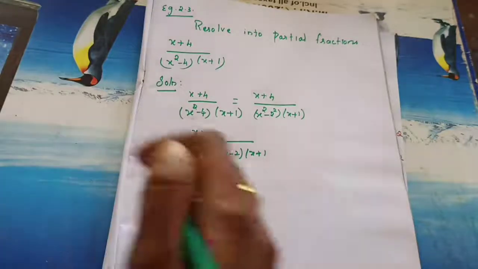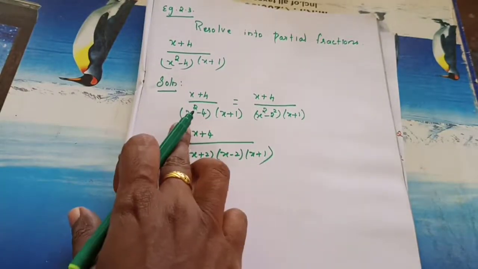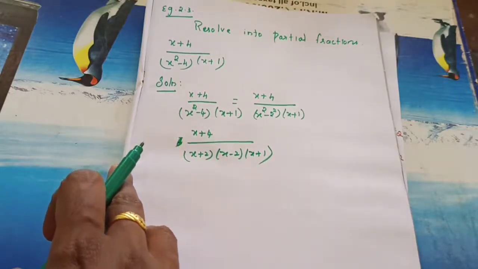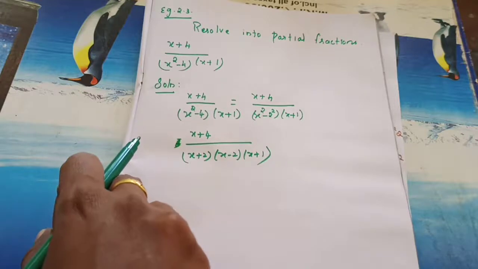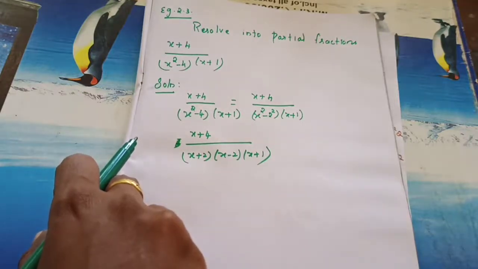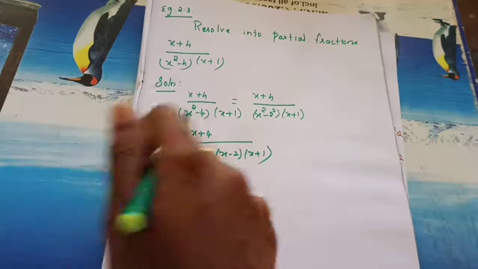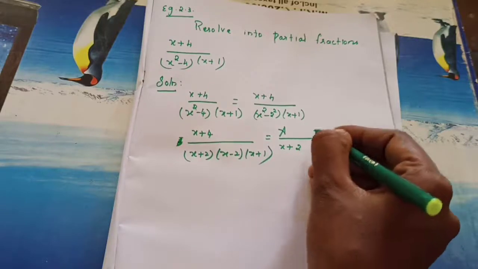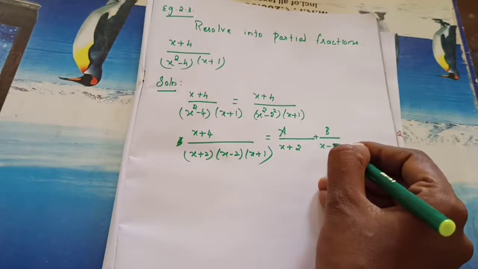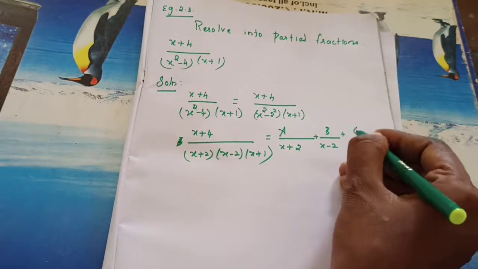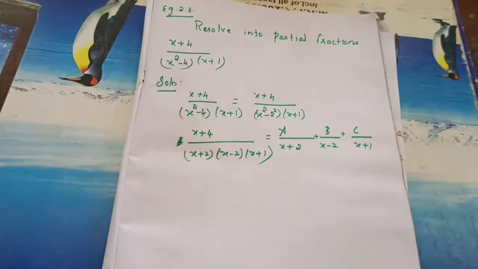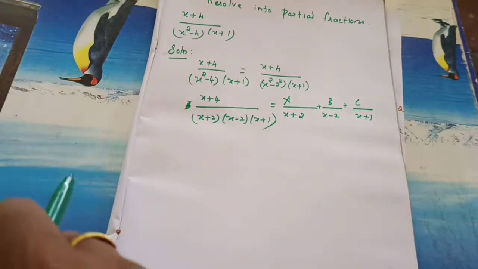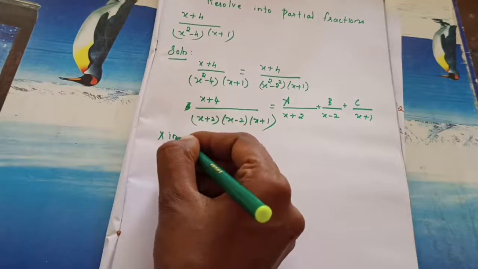Got it? So what did I do? We need to make this into factors. So x² - 4 means a² - b², correct? So (a + b)(a - b). So (x + 2)(x - 2)(x + 1), correct? So here how many factors are there? 3 factors, is it right? So A/(x + 2), then B/(x - 2), then plus C/(x + 1). Okay, understand? So we need to find 3 values here, the a value, b value and c value. So first what will you do?